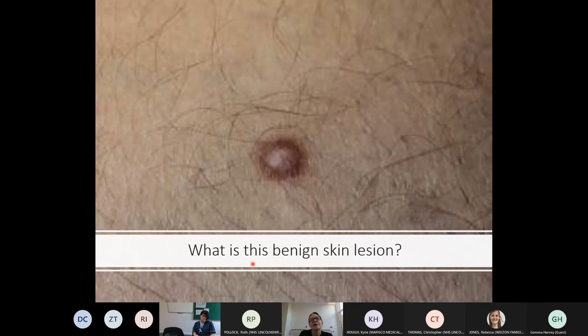So I gave you a clue on this one that it's benign. Any idea what you would be thinking about this? Any ideas what this is? It looks a bit pigmented around the edges and quite pale in the middle.